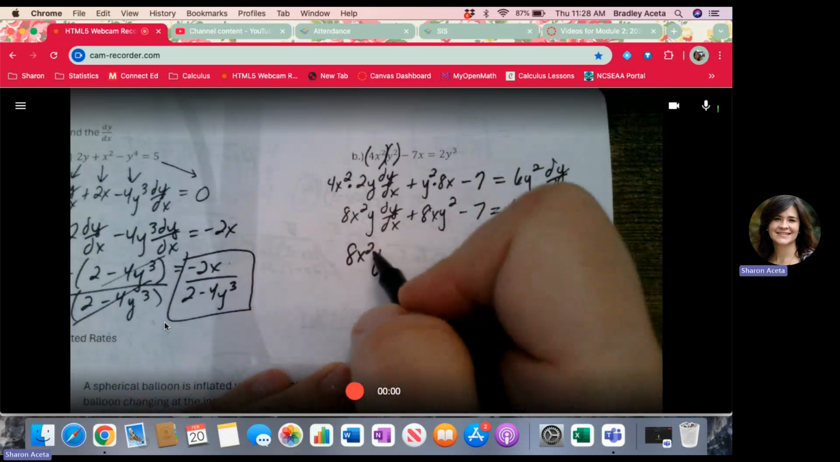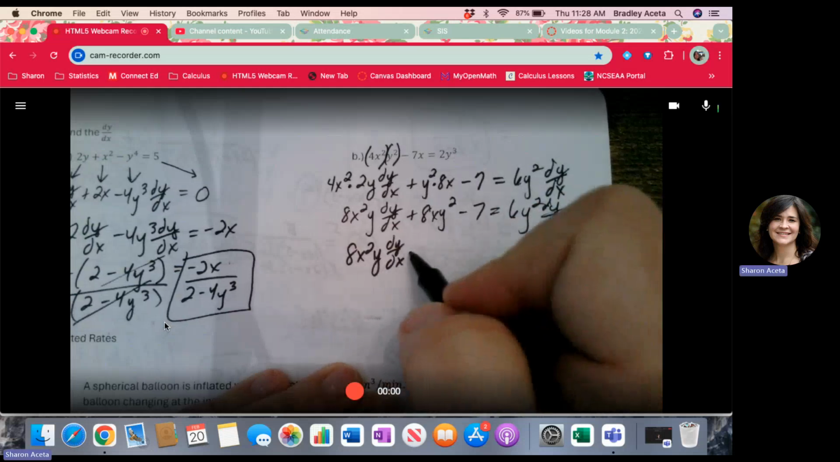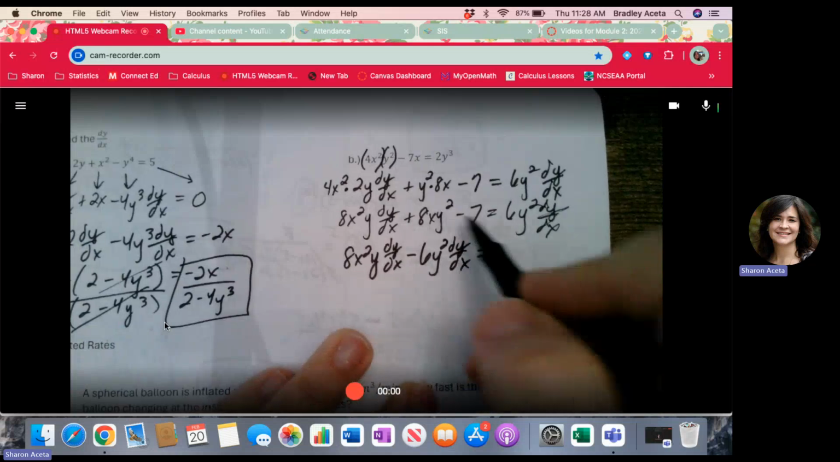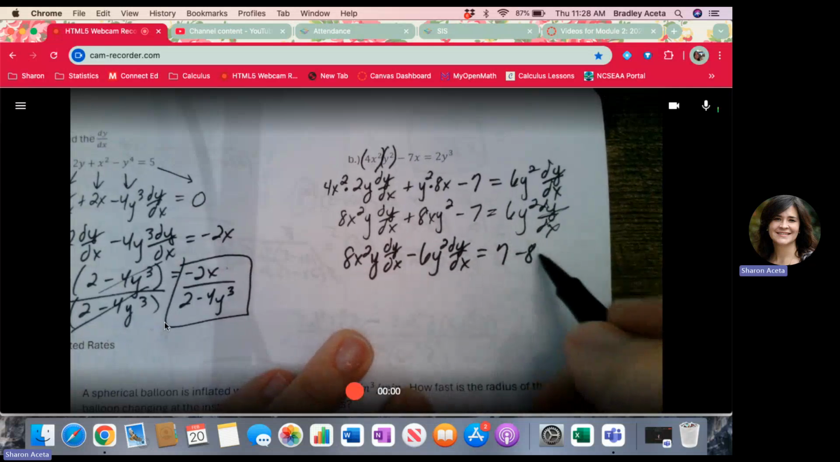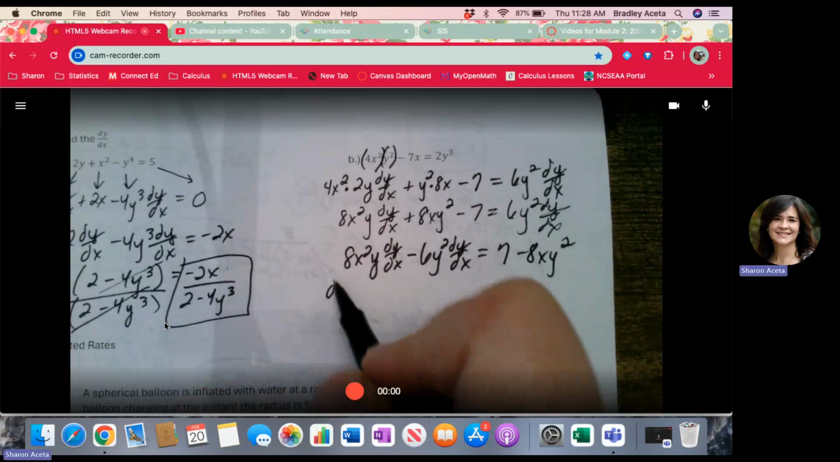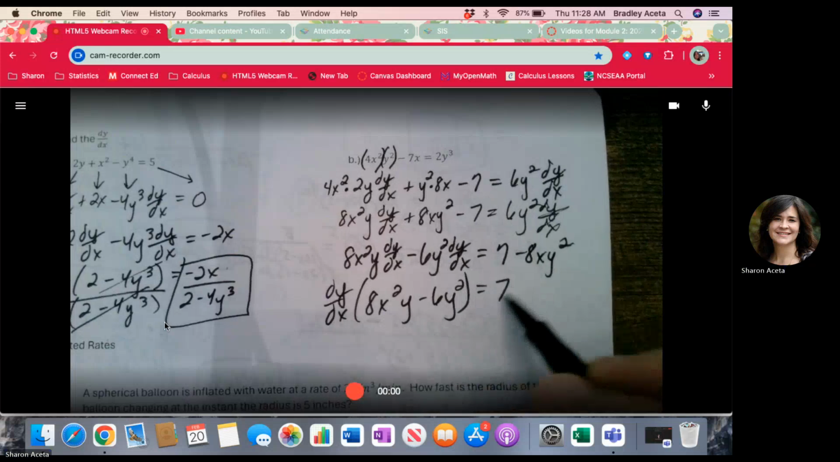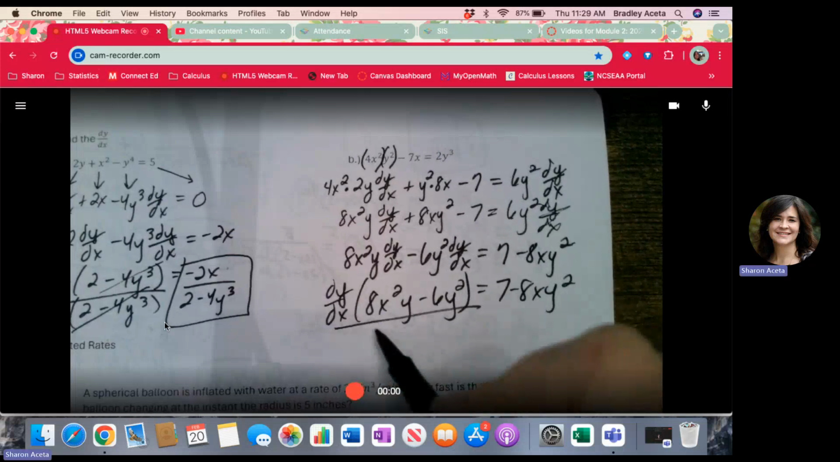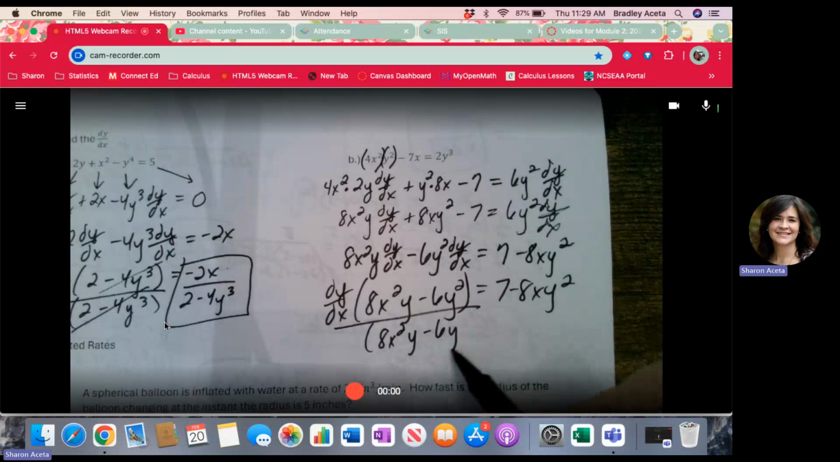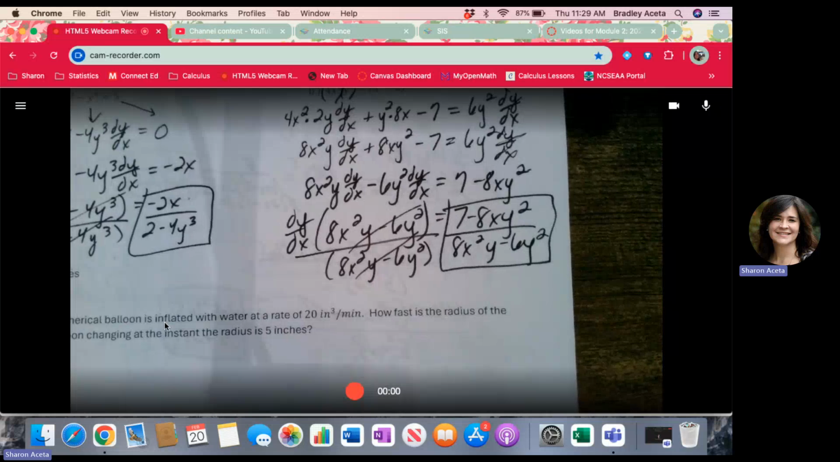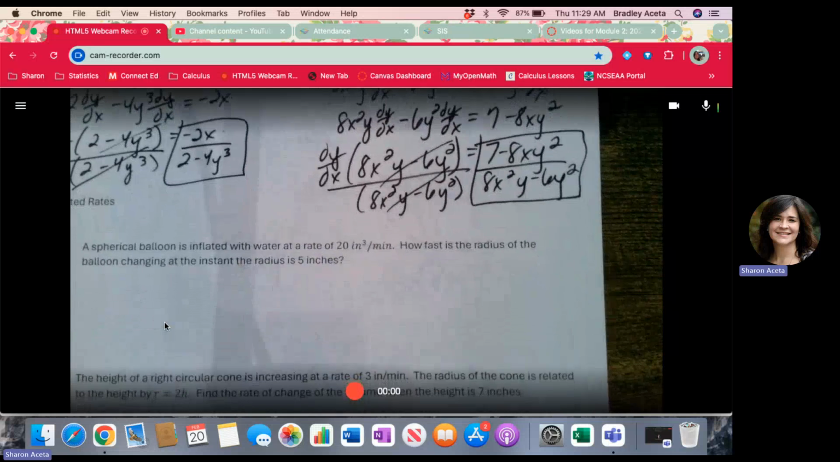So 8x squared y dy/dx minus 6y squared dy/dx equals, and I'll probably add the 7 and then minus the 8xy squared. Factor out your dy/dx, and then divide by that binomial right there, 8x squared y minus 6y squared. And again, you can leave that as your final answer. Fine with me. All right, related rates.